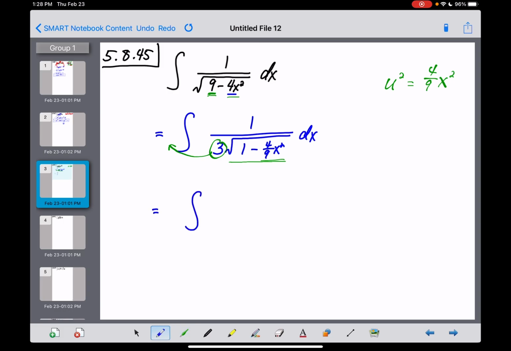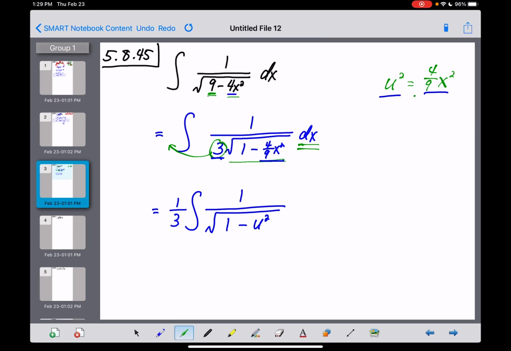Here's my integral. Again, I said I was going to pull this 3 out. Now remember, guys, that's in the denominator, so that's why there's a 1/3 here. And we have a 1 over a square root of, and this is now a 1 minus, and the 4/9 x squared just gets replaced by a u squared. Okay, cool. The only problem now is my secondary substitution has to replace dx with hopefully du.